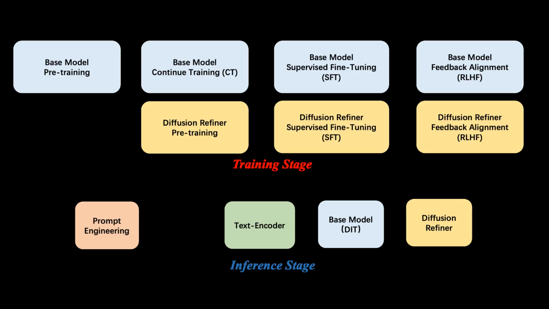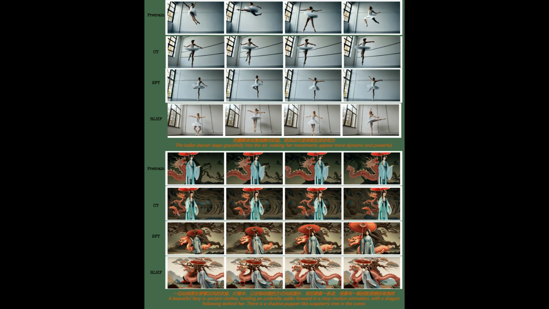The training itself, outlined in Figure 5, is a multi-stage marathon: pre-training, continued training, supervised fine-tuning, and human feedback alignment (RLHF). As Figure 6 subtly reveals, each stage progressively improves the results, slowly dragging the generated videos from abstract blob to something vaguely recognizable.